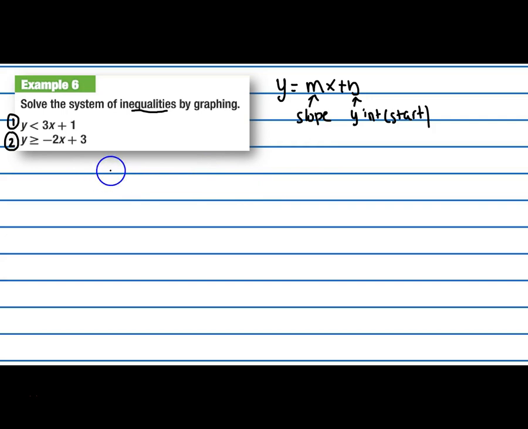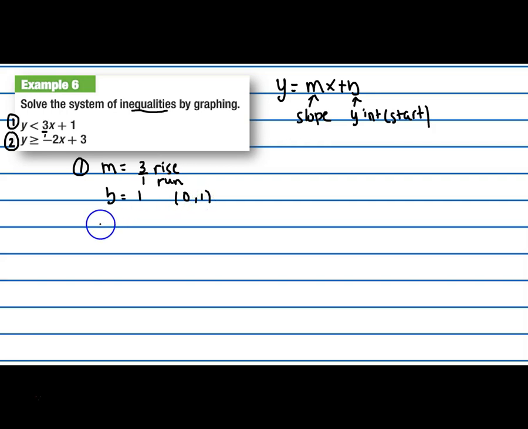Okay, so for my first equation over here, I know that my slope is, well, let's put that over 1, 3 over 1. We have a rise of 3 and a run of 1. And then I know that my b, my y-intercept, is plus 1. So in that case, because it's our y-intercept, it's going to be 0, 1. That's our point to start.